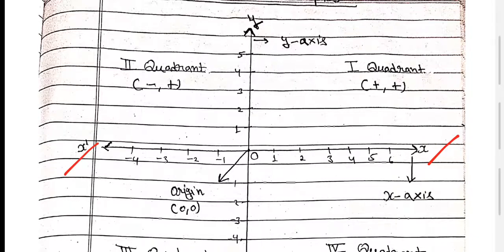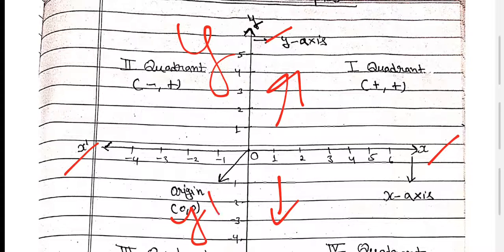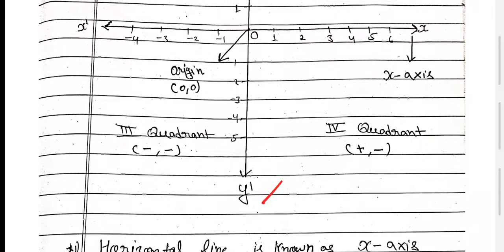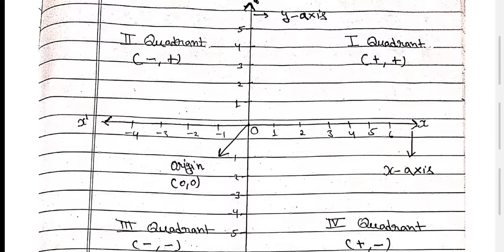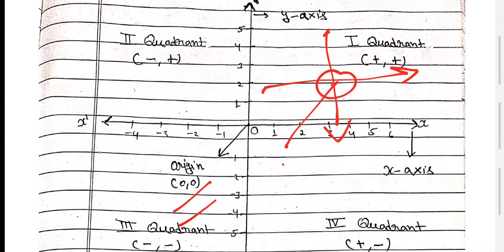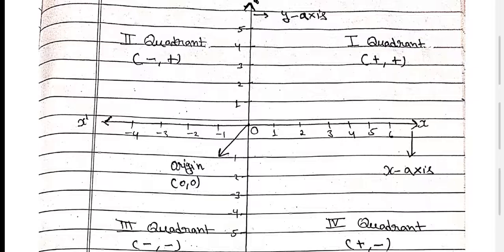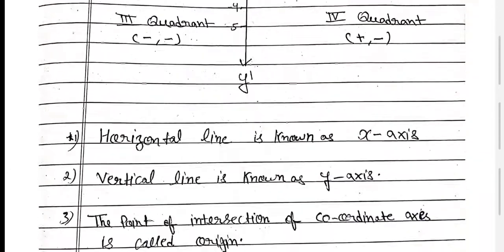Similarly, on the y axis, the upward side shows positive, the downward side shows negative. So, on the upper side you have to put y, and on the lower side you have to put what? Y dash, like that. Okay. And the intersection of the horizontal axis and the vertical axis is known as the origin. So, this intersecting point is known as what? Origin, and the coordinate of the origin is 0 comma 0. What is the coordinate of the origin? It is 0 comma 0.